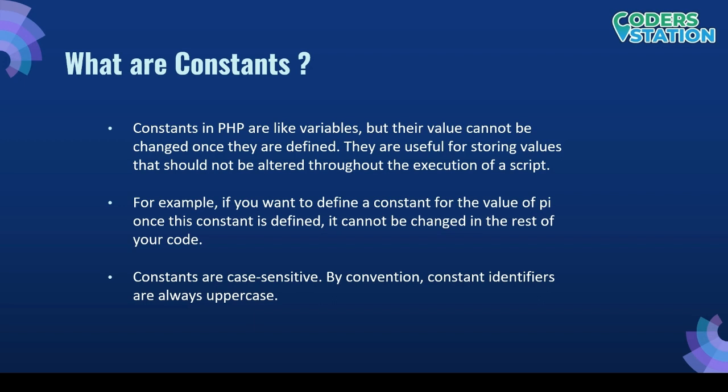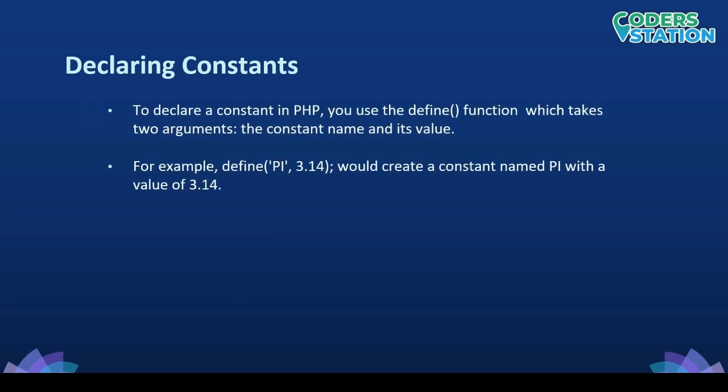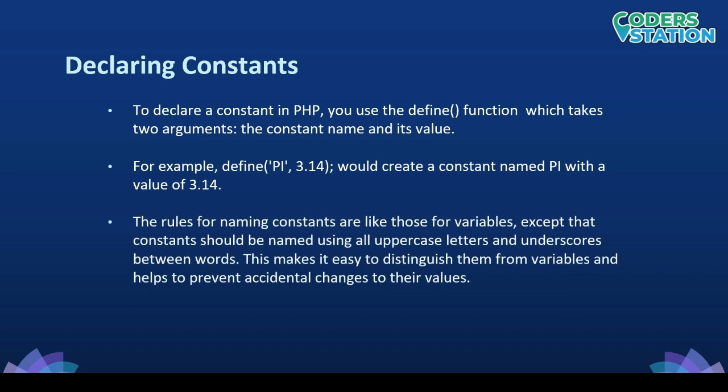Constants are case sensitive by convention. Constant identifiers are always uppercase. To declare a constant in PHP, you use the define function, which takes two arguments, the constant name and its value. For example, define PI, 3.14 would create a constant named PI with a value of 3.14, which cannot be changed. The rules for naming constants are similar to those for variables, except that constants should be named using all uppercase letters and underscores between the words. This makes it easy to distinguish them from variables and helps to prevent accidental changes to their values.